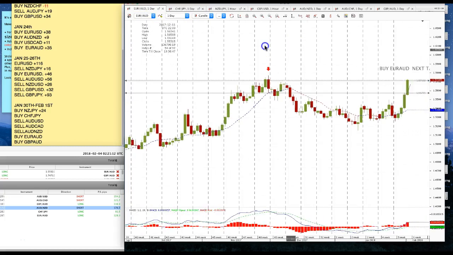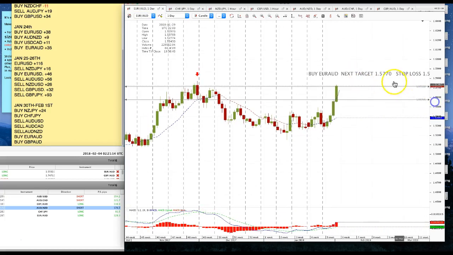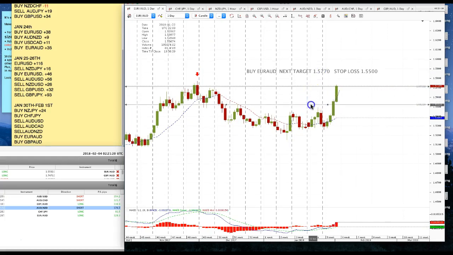Here's Euro Australian dollar. Okay, and this trade, I think it was the same thing. It broke a major resistance level, and the advisor indicator was giving us a buy signal on a smaller time frame.